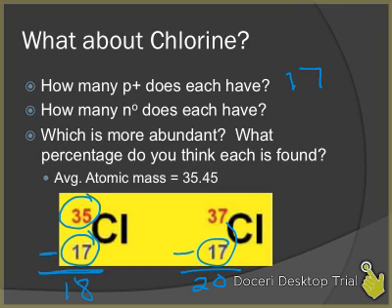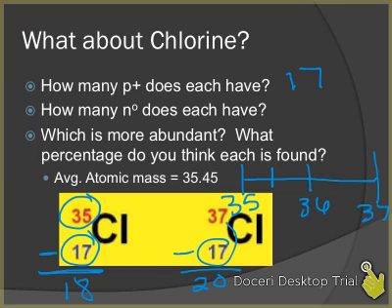Well, let's try to figure out the percentages. When I try to figure out the percentages, I just look at it like a number line. Let's put 35 down here. Let's put 37 over here. Smack dab in the middle is 36, correct? But there is no isotope 36. There's only chlorine-35. There's only chlorine-37. Well, the average mass is right there, 35.5, correct?